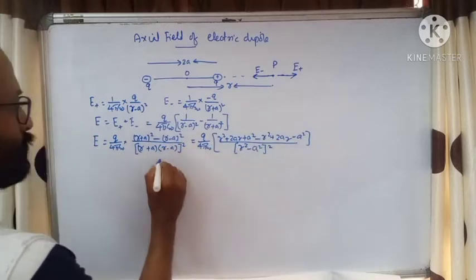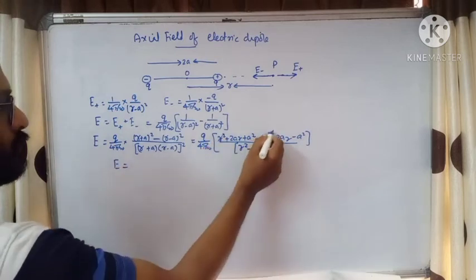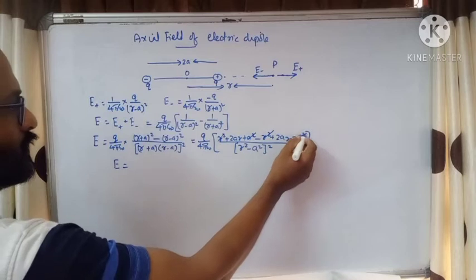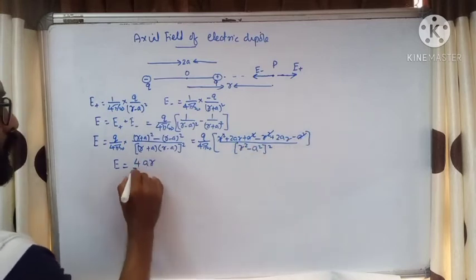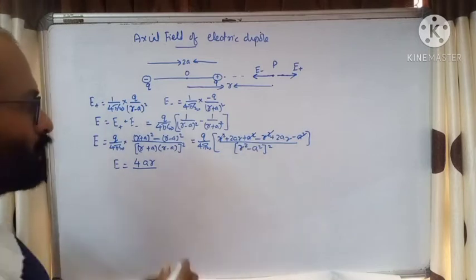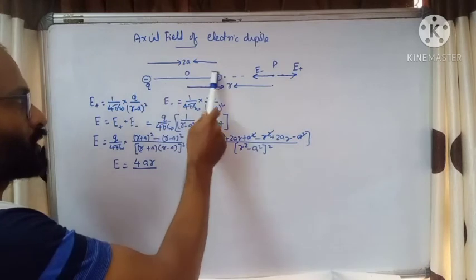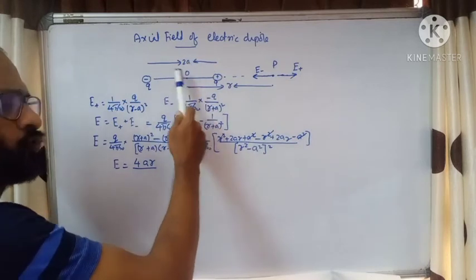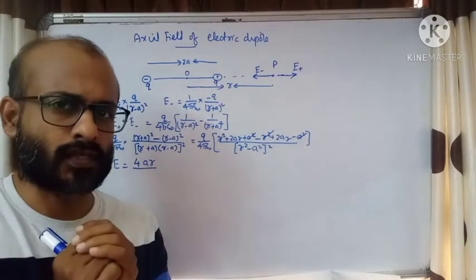Now again we need to simplify this. So E is equal to, r square cancels, then a square also cancels. 2ar and 2ar is equal to 4ar divided by, see, we know that this distance r is very large compared to this distance 2a, which is a very small distance. Dipole means two charges placed very close to each other.